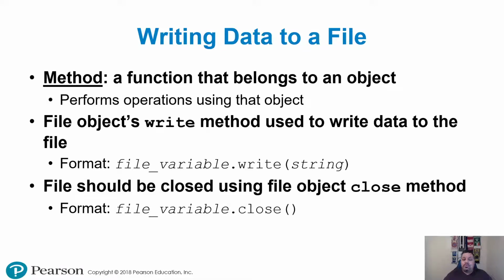For the file object, there are special functions that only it can use. And the same style of dot notation that we used for libraries is what we'll use for these special functions, these methods. So if we called our file object file handle, we will have file handle dot write and file handle dot close.